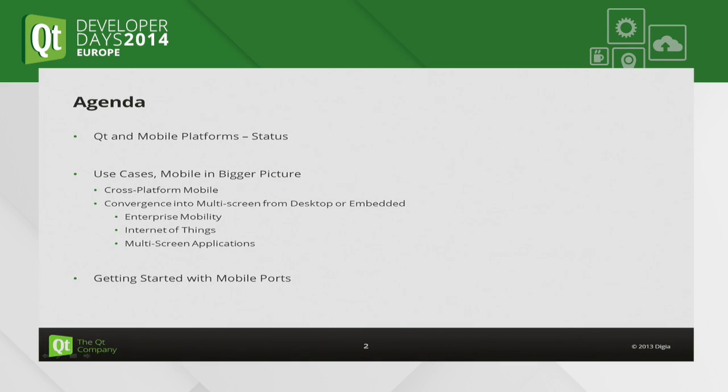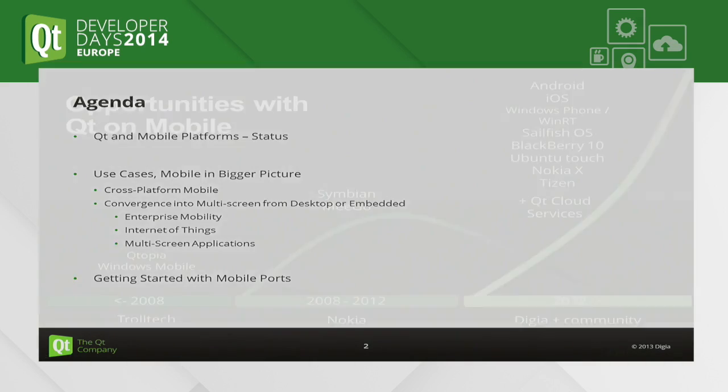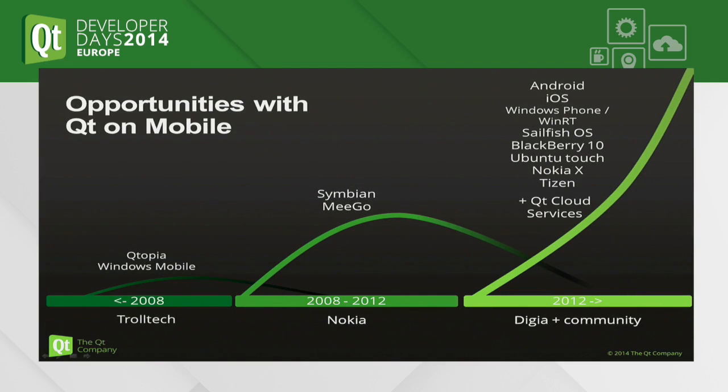Let's say you're a desktop developer or embedded developer. If you want to do something for Android, it's rather easy, but I'll anyway go through the steps, as well as tell you how to deploy applications to, for instance, Google Play or Windows Store or App Store. Okay, so the story of Qt on mobile is not a new one.